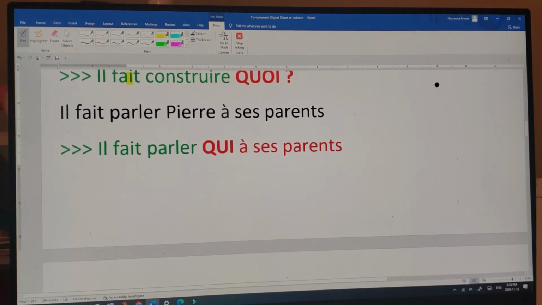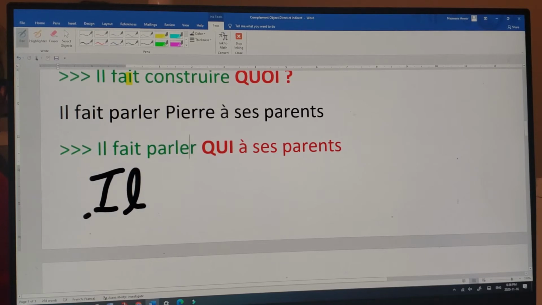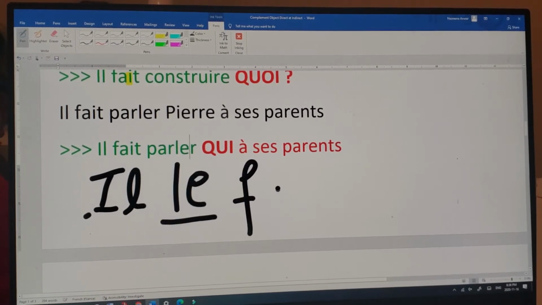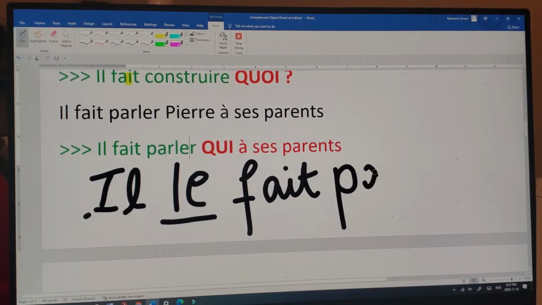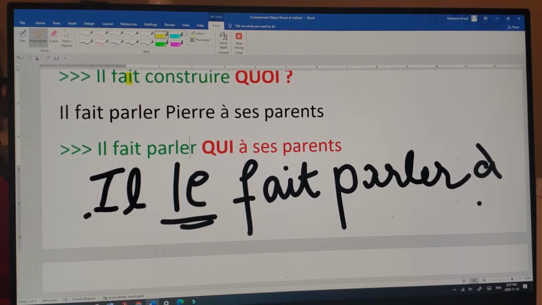If we were to substitute Pierre in this sentence, what will it become? Il le fait parler à ses parents. Why did we use le? Because Pierre is a direct object. He made Peter speak to his parents. It's not Peter speaking to the parents.